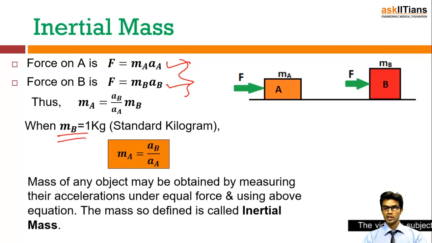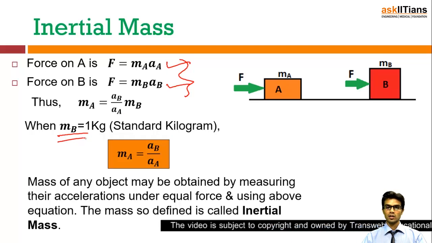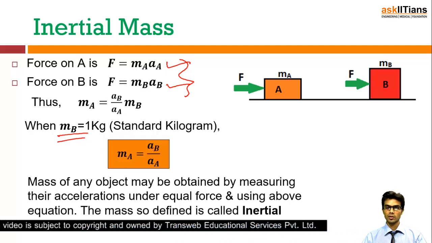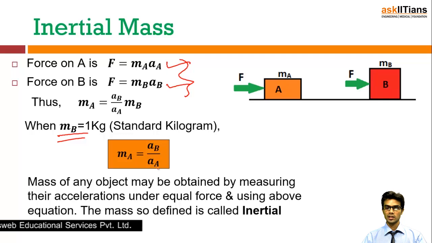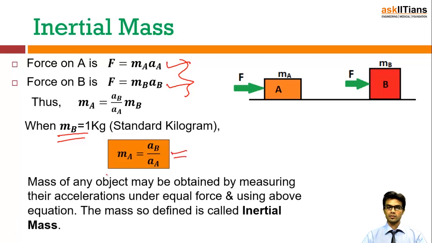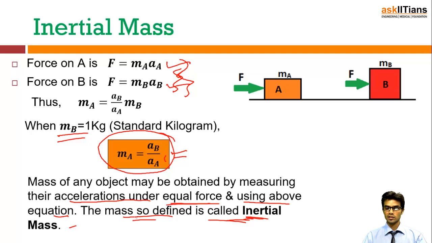When we take mb as a standard mass, a standard kilogram of 1 kg, then ma will be equal to aB divided by aA. That is, the mass of any object may be obtained by measuring its acceleration under equal force, and using the above equation the mass so defined is called inertial mass. So here we are using Newton's second law. That's why this mass represents inertial mass.